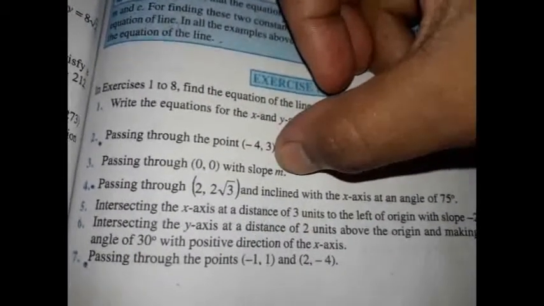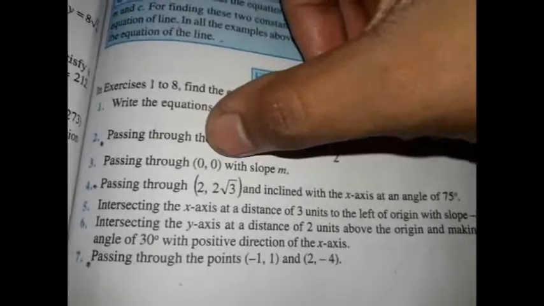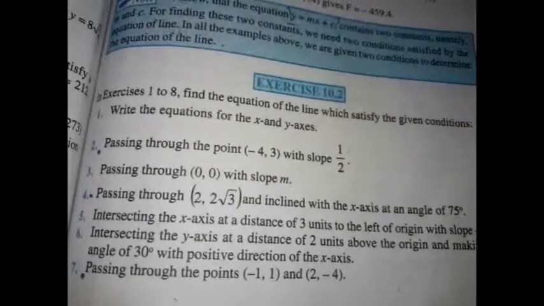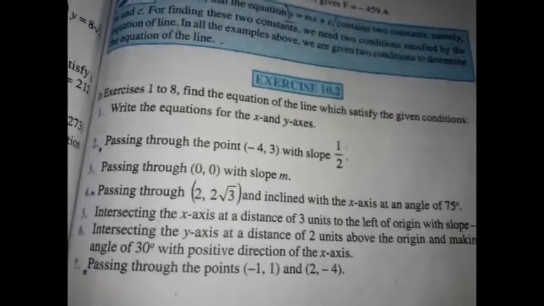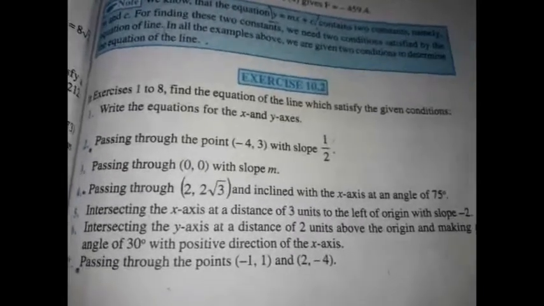Third question is passing through 0 comma 0 with slope m. Again it is point slope form. Slope is m. Point is 0 comma 0. So obviously you will get your equation in terms of m only, right? Again you have to substitute it in point slope form.